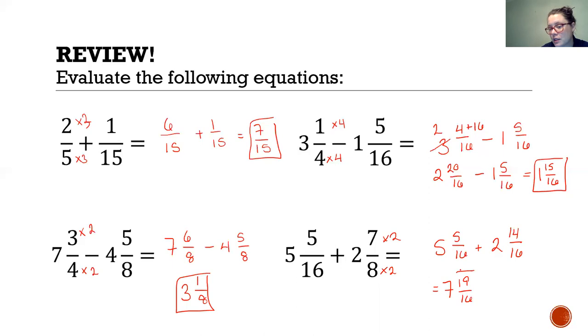This is improper, so we need to switch it. So I'm going to just write that out here. 19/16 is the same as 1 3/16. 19 minus 16 leaves me with 3. So we have to add that back in. We already had 7 wholes, plus I have 1 extra whole over here. So we're going to have 8 3/16. And that's our final answer.